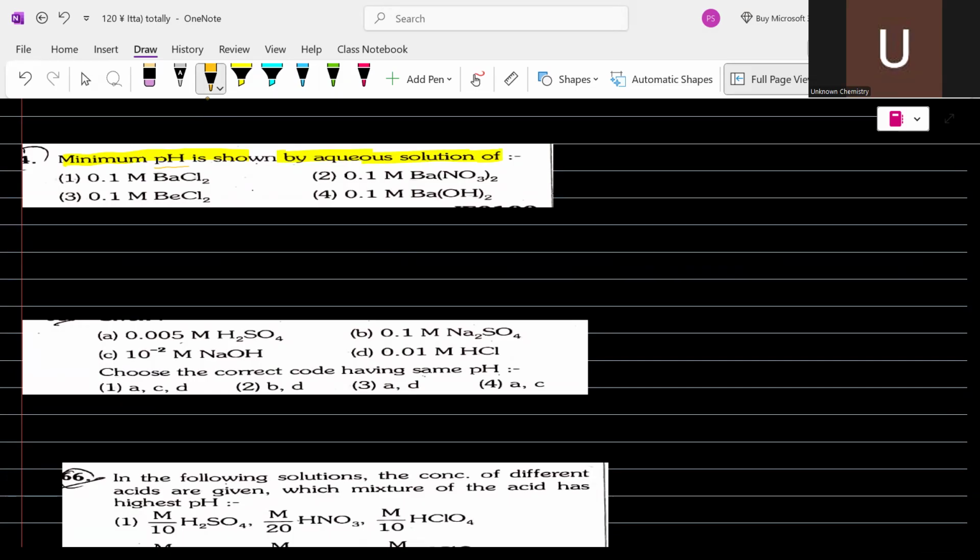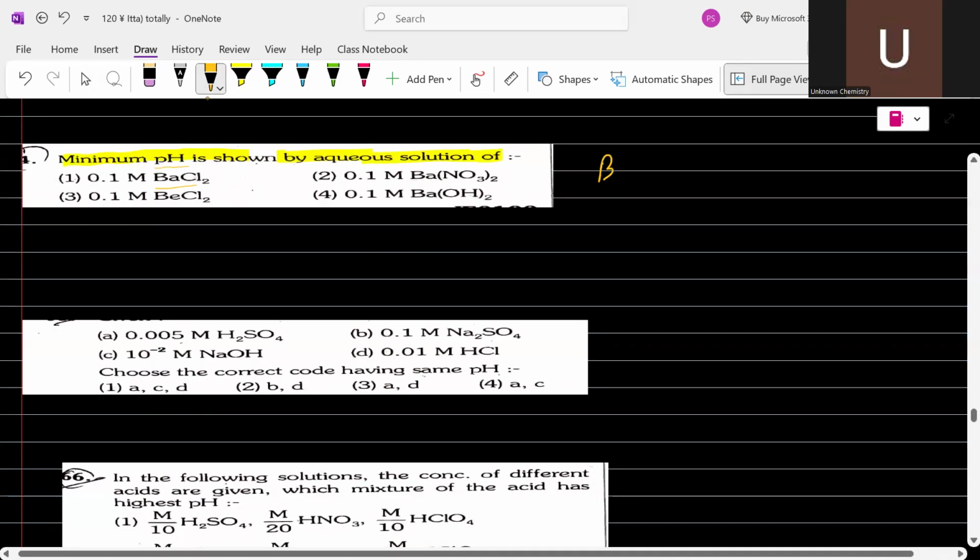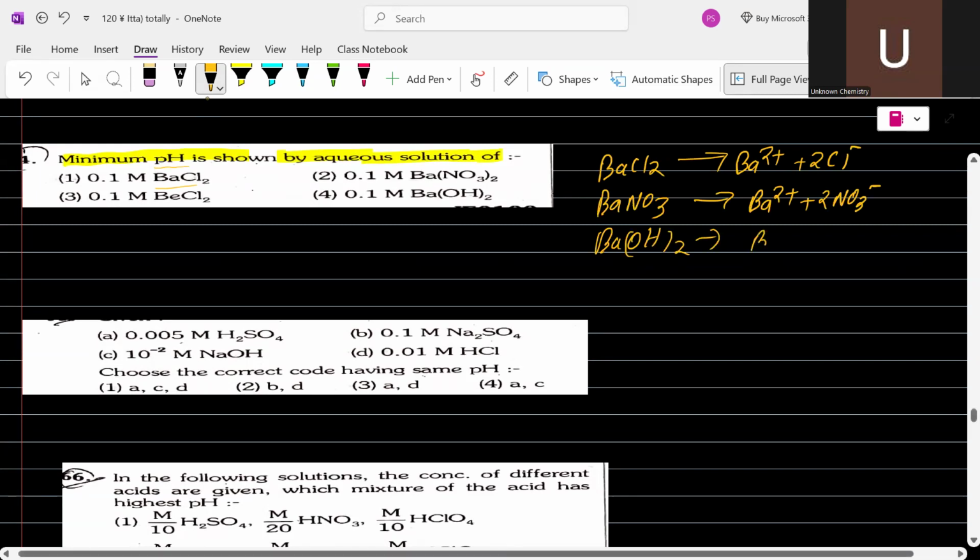Let's talk about BaCl2 first. Here in BaCl2, we have two ions. Which are the two ions? We have Ba2+ plus 2Cl minus. BaNO3 twice: here also Ba2+ plus 2NO3 minus. And we have Ba(OH)2: in this we have Ba2+ and 2OH minus. And the third one which we have is BeCl2, and here we have Be2+ plus 2Cl minus.